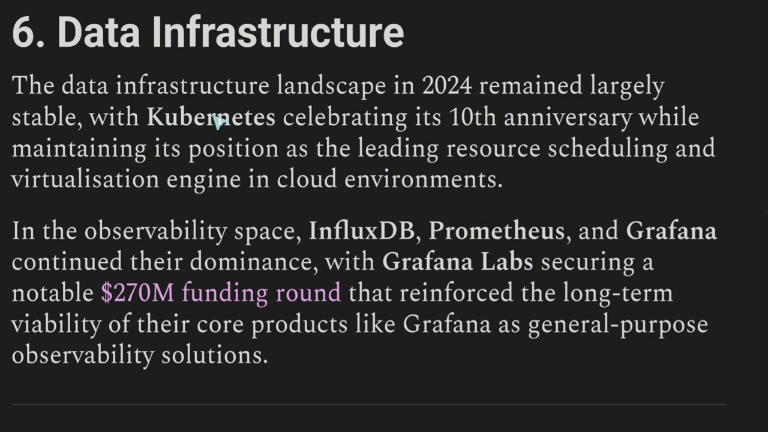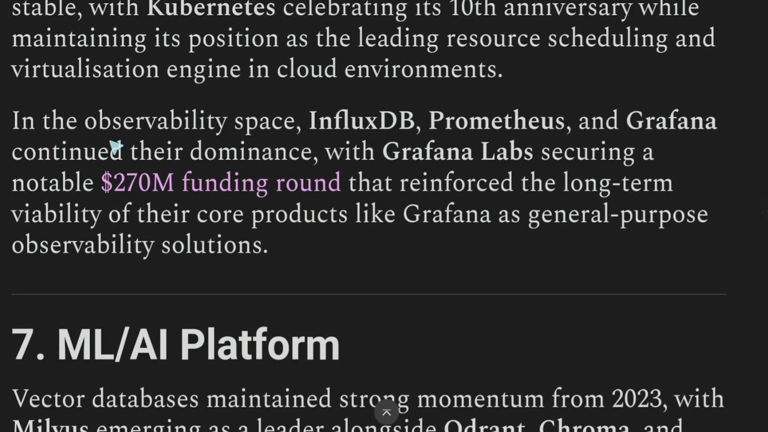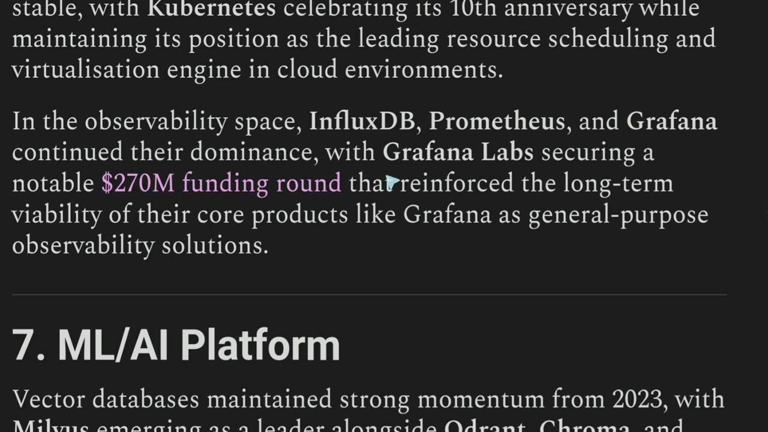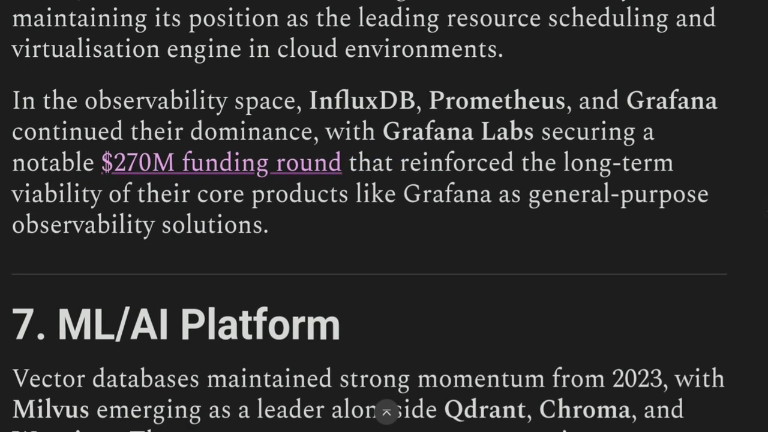Data infrastructure landscape in 2024 remained largely stable, with Kubernetes celebrating its 10-year anniversary while maintaining its position as the leading resource scheduler and virtualization engine in cloud environments. In the observability space, InfluxDB, Prometheus, and Grafana continue their dominance, with Grafana Labs going, wow, 27 million.